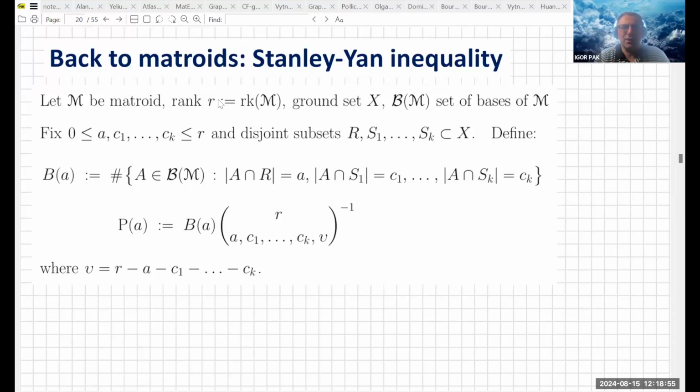So here we have a matroid, r is the rank, X is the ground set, B of M is the set of bases of the matroid. So these are subsets of the ground set of size r, but only some subsets. And we're going to fix a lot of numbers. I didn't want to do a simplified version, so this is the full generality version. We're going to fix a number a, we're going to fix numbers c1 up to cr, and we're going to fix subsets S1 up to Sk. They're all disjoint. So this is very similar to what you've seen with posets. In posets we fix elements x, c1 up to ck and x, z1 up to zk. And here we fix subsets. And now here is a key line. Let B of a be the number of bases with given intersections with those disjoint subsets. Okay, so that is a key definition.